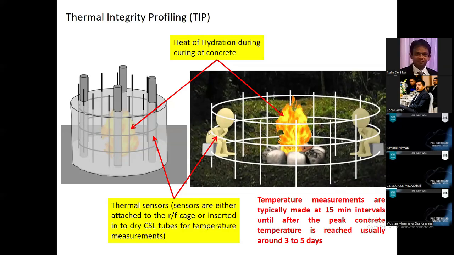So at the same elevation, if sensors are detecting different temperatures, that indicates a rebar cage misalignment. I'll show you some typical data and discuss how we can interpret this test data.